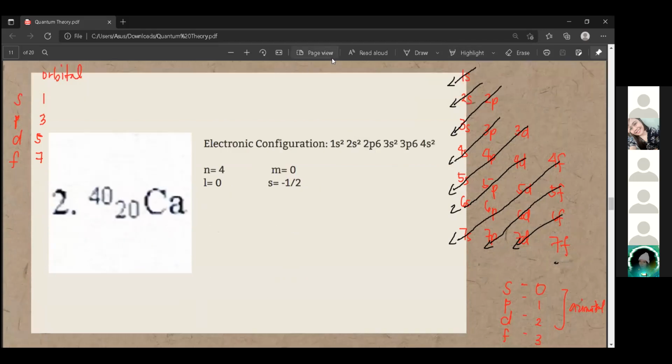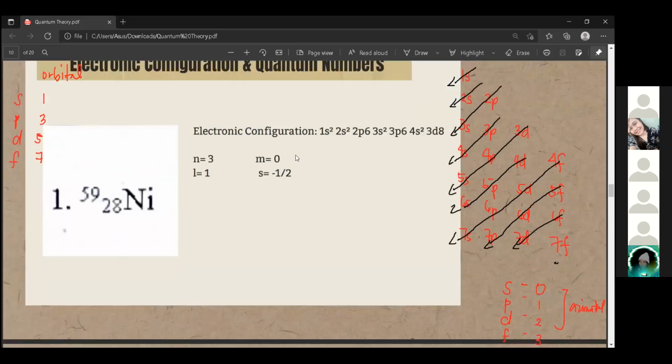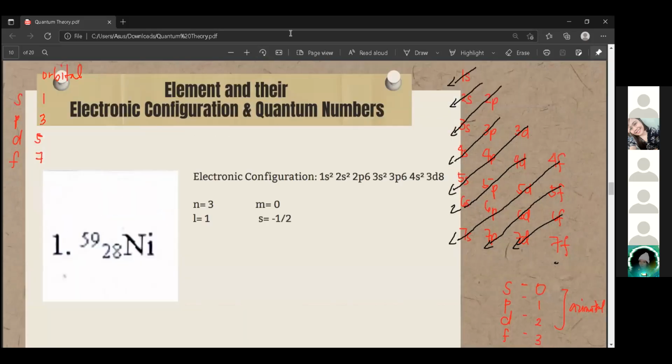Okay, so for the next one, we have here the calcium. By the way, before I forget, let's go back here. I told you a while ago the N is 4, so that nickel is located in period number 4 in the periodic table. And the angular quantum number here was 1, which means D siya. And it is located at the center, meaning it's a transition metal.